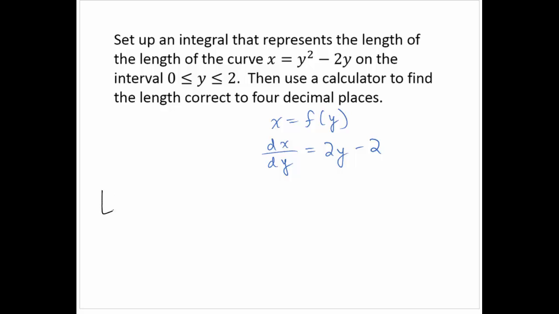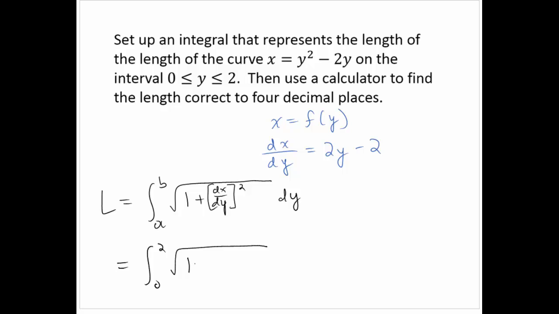So the arc length would be given as an integral from a to b of the square root of 1 plus dx/dy squared dy. So then the arc length would be the integral from 0 to 2 of the square root of 1 plus dx/dy, which we found earlier, that's 2y minus 2, squared, dy.